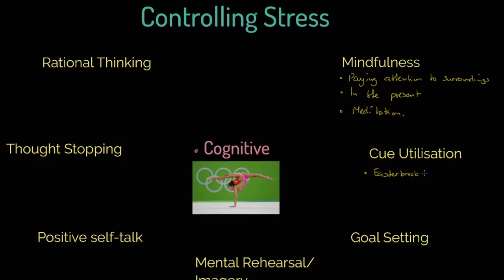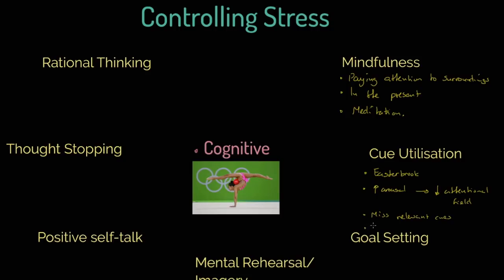Now, cue utilization is a theory presented by a researcher called Easterbrook. Again, it's a very detailed model, but we're going to just scoot over it here. It works as follows. There's an increase in arousal, which causes a decrease in attentional field. What we mean by attentional field is the breadth of the stimuli which one interprets. So increase in arousal leads to a narrowing attentional field, and that means we start to miss relevant cues. In other words, we might be distracted and not notice what's important to, for example, our performance.